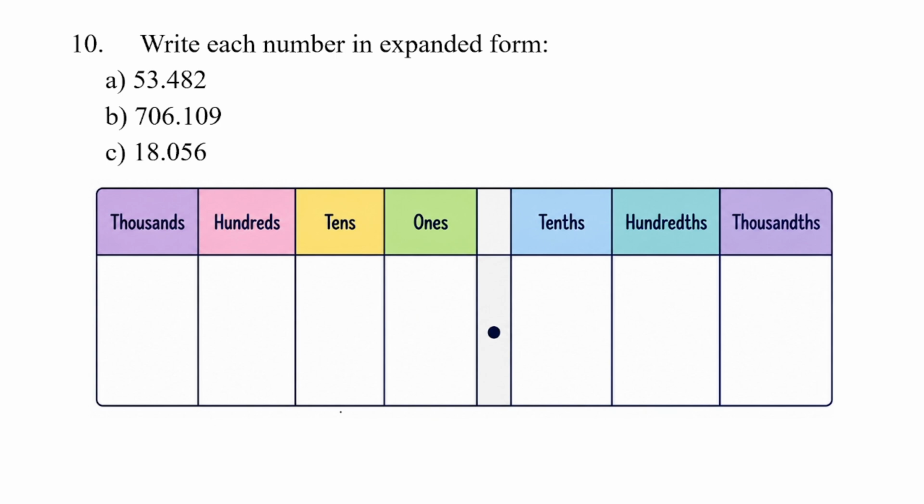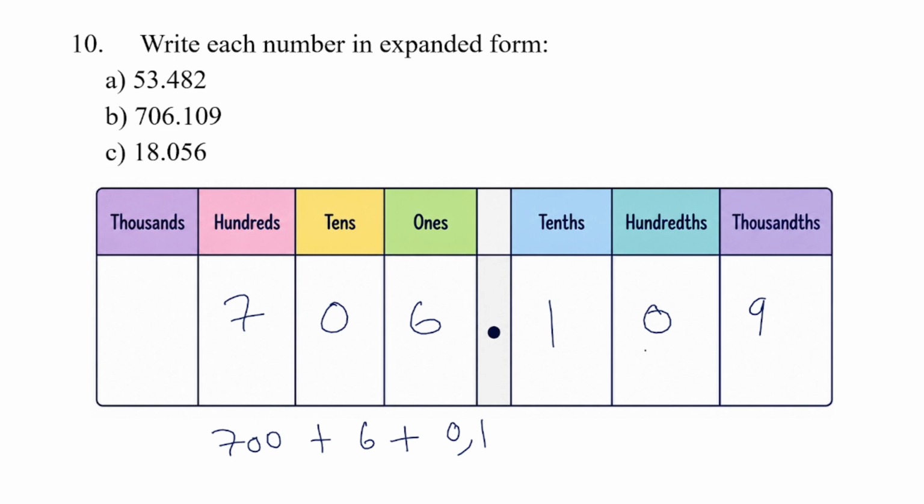The next one, we have 7 hundreds, 0 tens, 6 ones, then 1 tenth, 0 hundredths, 9 thousandths. So this is 700 plus, we don't have tens, we have ones plus, and then 0.1, and then there's nothing here, and then plus 0.009.